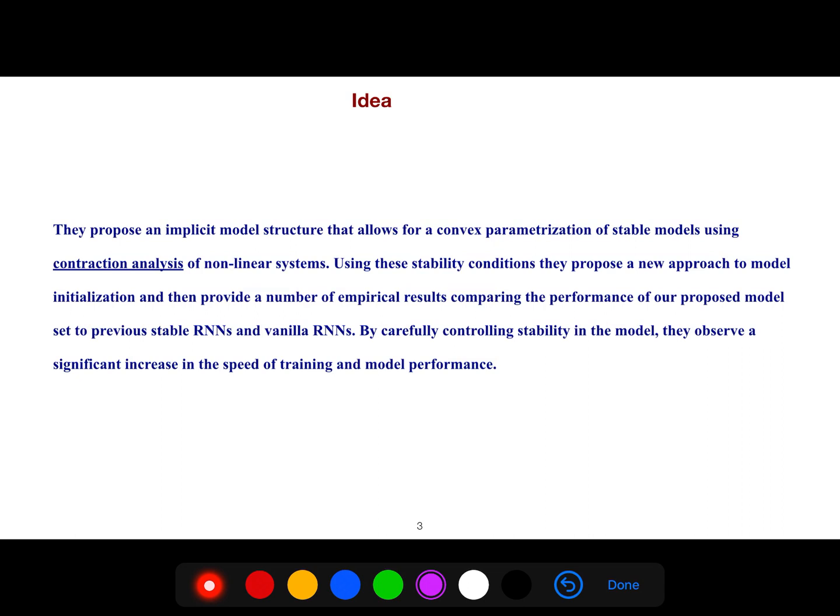Using these stability conditions, they propose a new approach to model initialization and then provide a number of empirical results comparing the performance of their proposed model set to previous stable RNNs and vanilla RNNs. By carefully controlling stability in the model, they observe a significant increase in the speed of training and model performance.